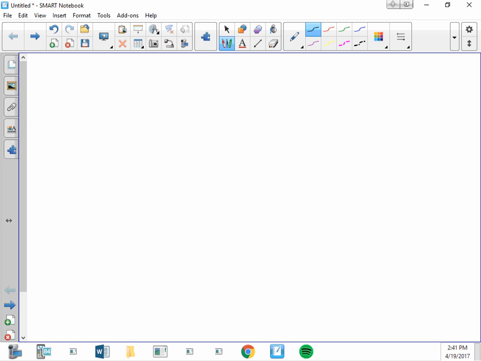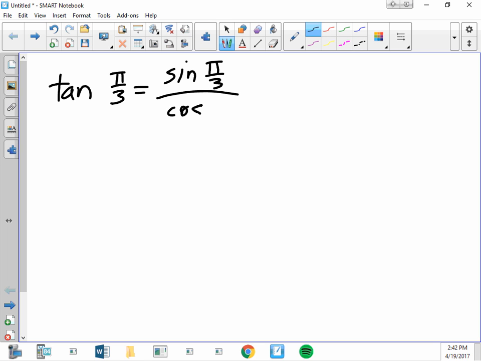So the question you need to ask is, hold on, listen up. Is pi over 3 half as big as an angle that we already know? Yes, 2 pi over 3. So the tangent of pi over 3 is equal to the sine of pi over 3 divided by the cosine of pi over 3. But we're going to use the half angle formula.